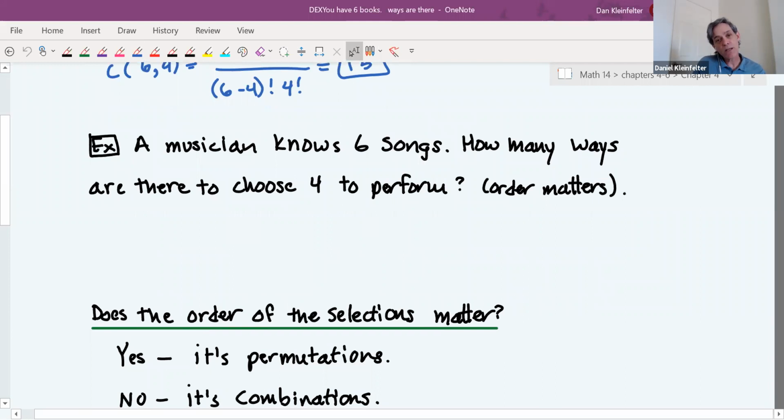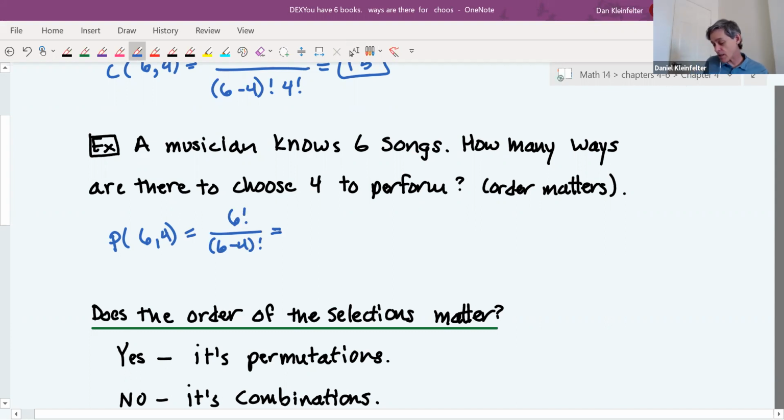Okay, a musician knows 6 songs. How many ways are there for the musician to choose 4 to perform? For this one, if you think about it, the order is going to make a difference, right? Maybe they don't want to finish with the sad song or something. They want to finish on something upbeat. Maybe they're trying to tell a story by singing these songs in a certain order. So the order the songs are in makes a difference. So that'll be permutations. Out of 6 songs, 4 are chosen. So we'll have 6 factorial over 6 minus 4 factorial.